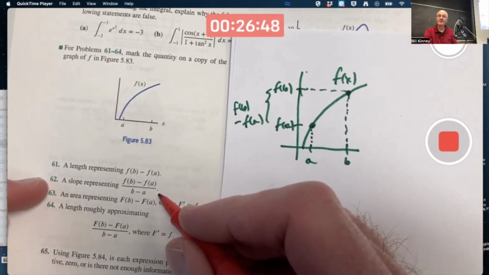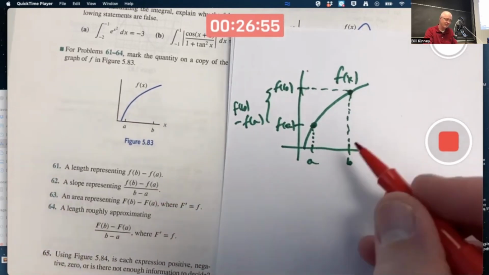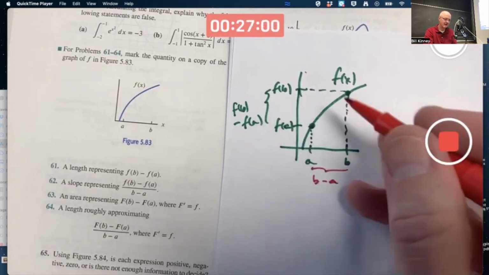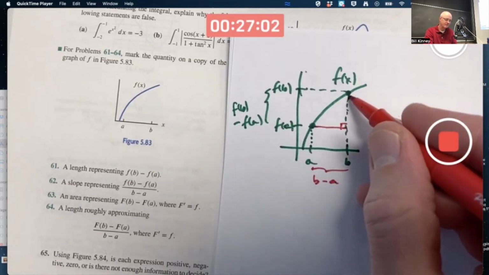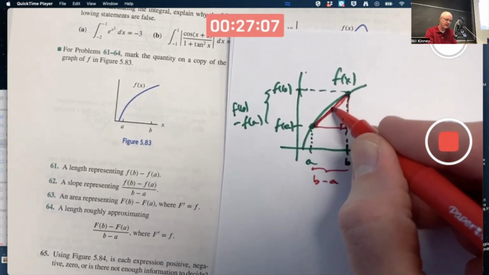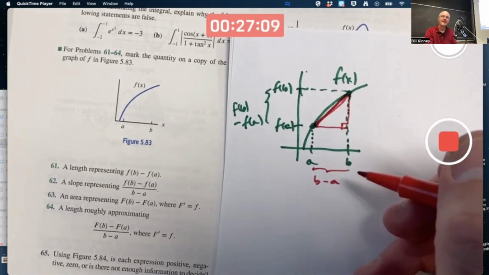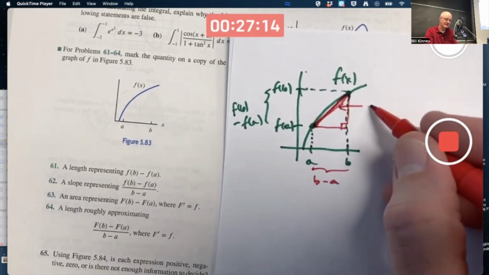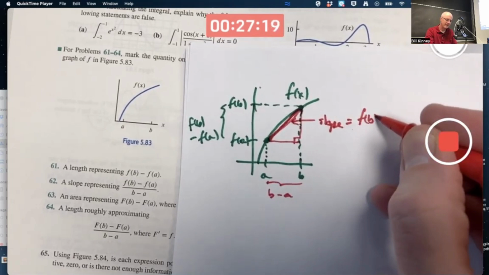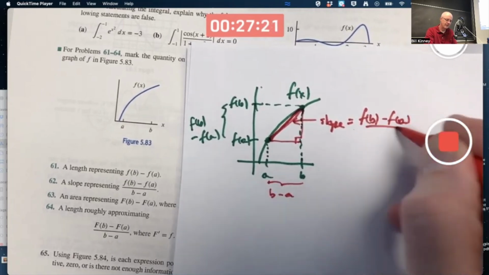We've seen this before, mean value theorem. That's a rise over a run, isn't it? Run is b minus a. That distance right there. Rise is this, f of b minus f of a. If you draw a right triangle in here, it's rise over run for this straight line. A secant line between 2 points on this curve. It's got slope f of b minus f of a divided by b minus a.